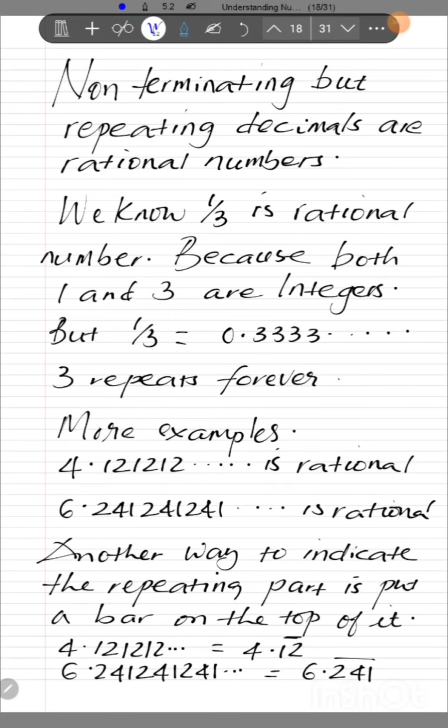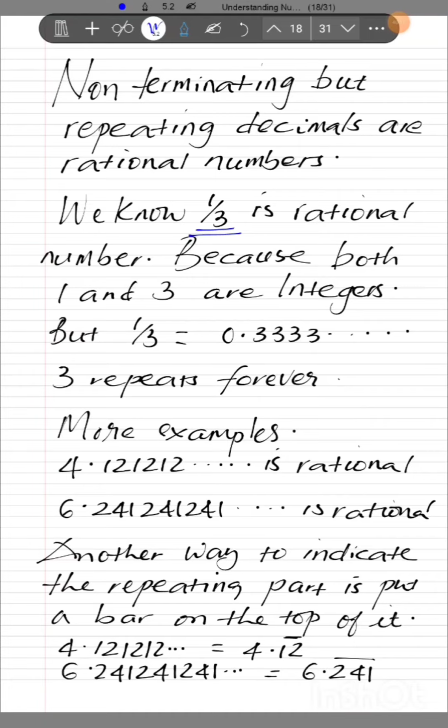Non-terminating but repeating decimals are rational numbers. When we say non-terminating but repeating decimals, it means we can write them in the form of fractions of two integers. Then these are rational numbers. We can say an example. What is 1 divided by 3? Of course, 1 is an integer, 3 is an integer. So 1 divided by 3, or 1/3, we can call it, is a fraction of two integers.